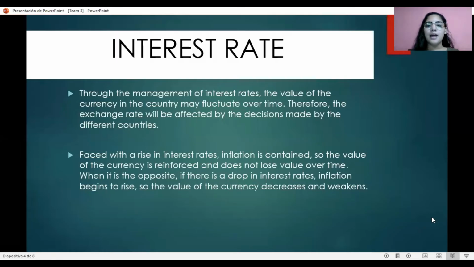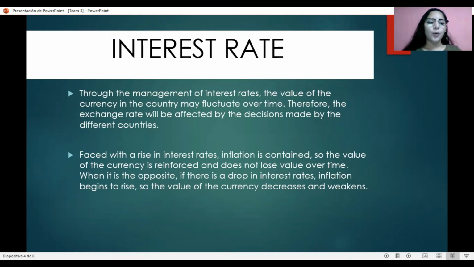Hello, everybody. I am Monica Pamela Flores Alamilla, and today I will tell you about the interest rate. So, what is this? Interest rates are the main tool of economic policy to control, in a certain way, a country's inflation. So, through the management of interest rates, the value of the currency in the country might fluctuate over time. Therefore, the exchange rate will be affected by the decisions made by the different countries.